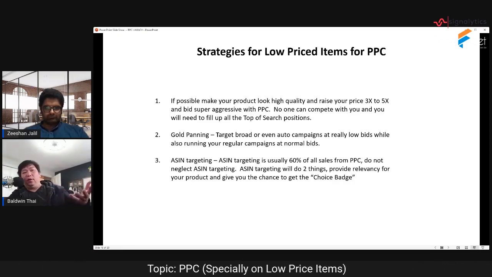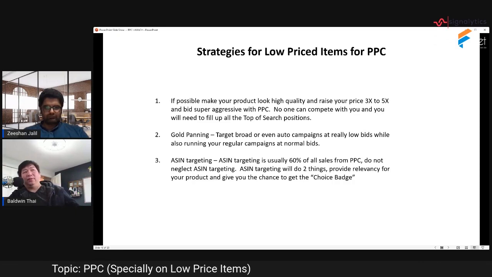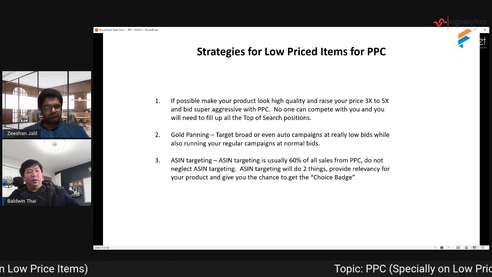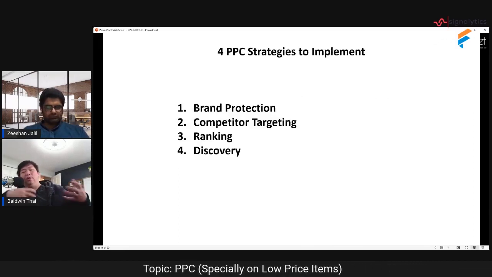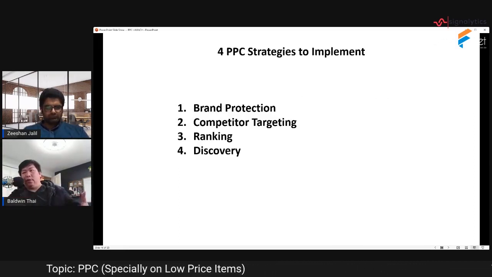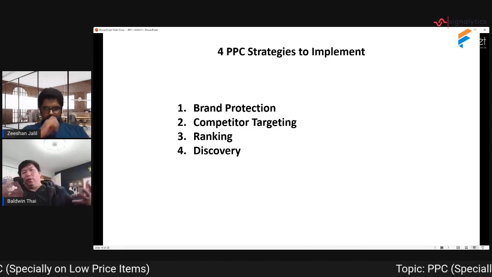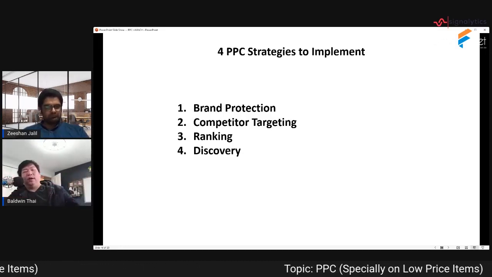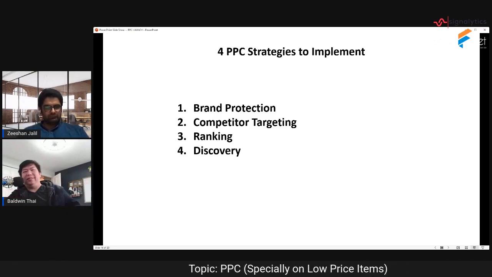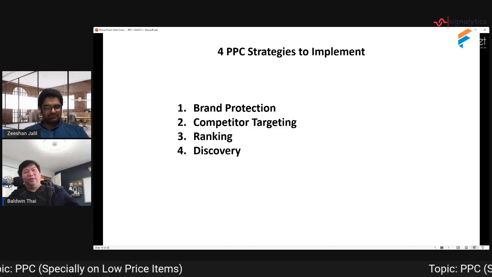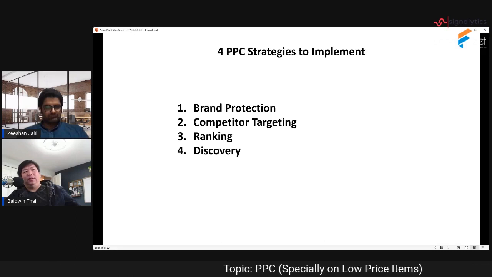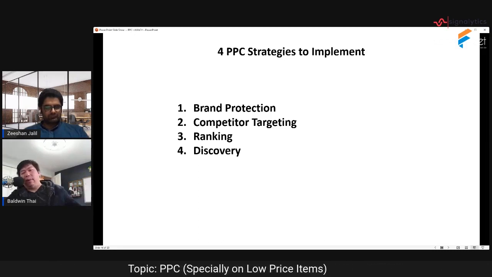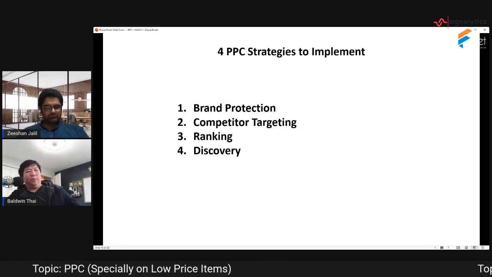So these are the three tips I have for low priced items for PPC. Next, I'll go into some of the more regular PPC. If, say, your products are $20, $30, $40, $50 price range, even $20 is still kind of low in terms of your price point. Generally, you want to have profit when you do make a sale. So general price point, maybe $50 is a good spot.